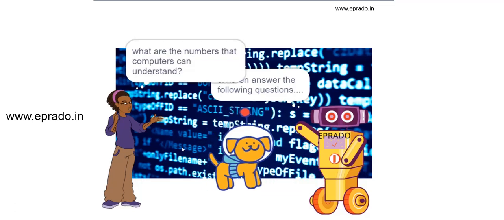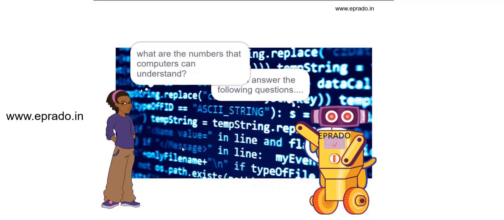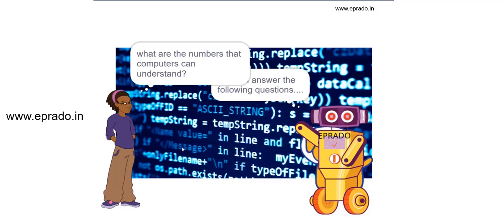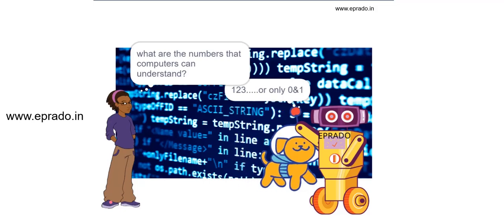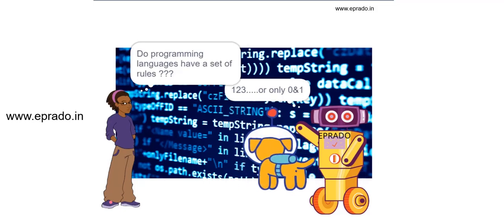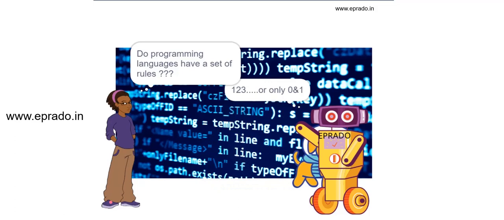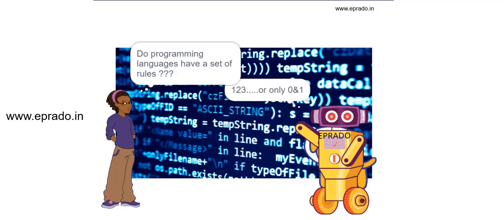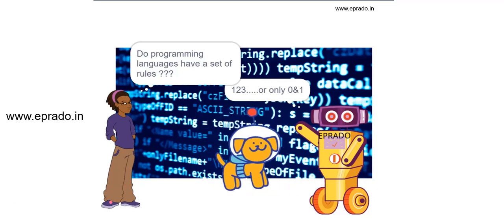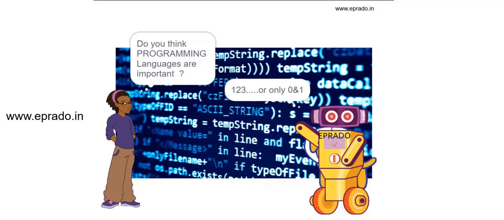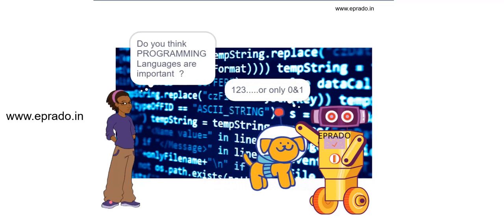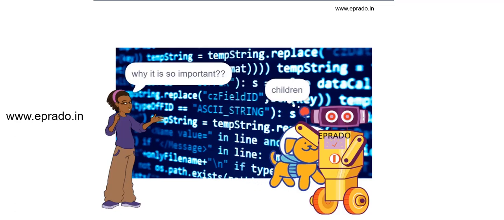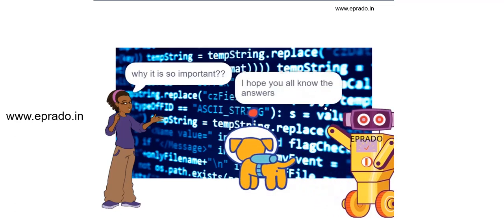What are the numbers that computers can understand? 1, 2, 3, or only 0 and 1. Do programming languages have a set of rules? Do you think programming languages are important? If yes, why is it so important? Children, I hope you all know the answers.